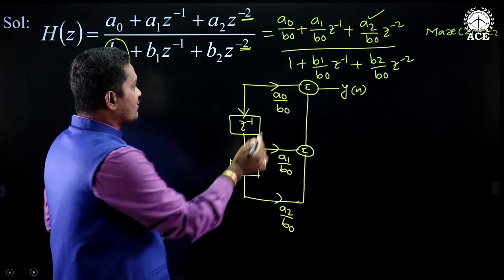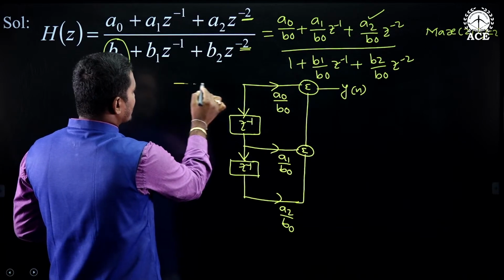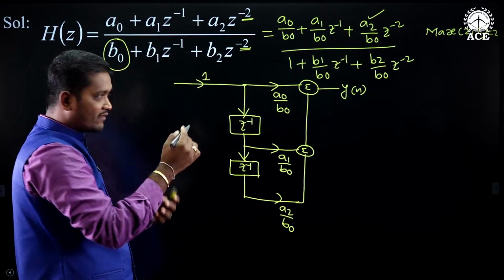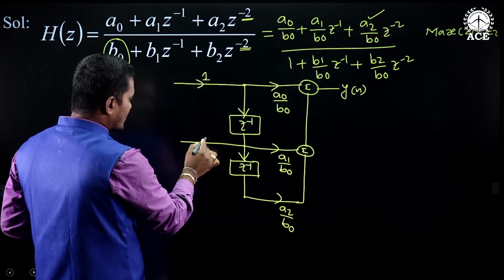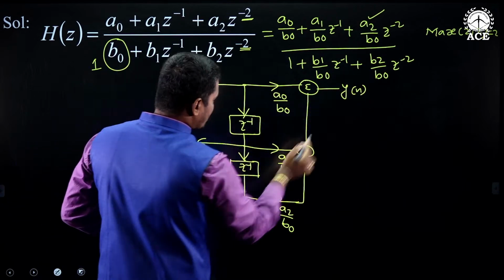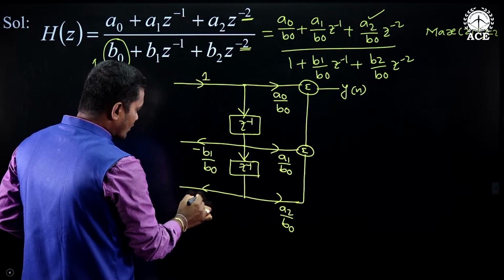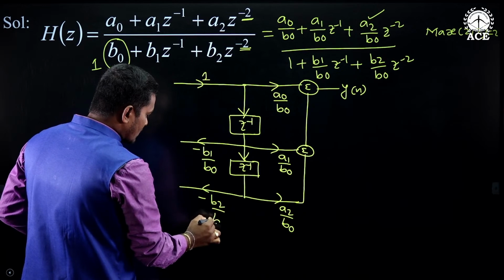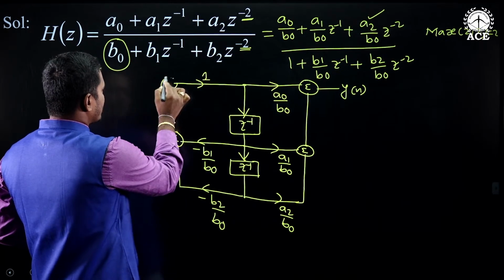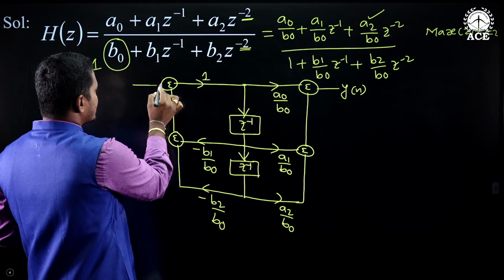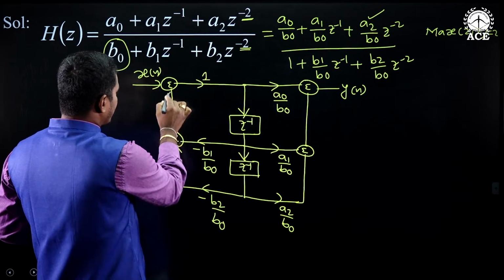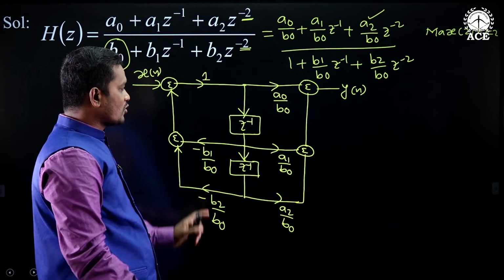Input side. First value is 1. Second onwards, from z inverse onwards, you have to reverse the sign: minus b1 by b0, and the second one is minus b2 by b0. Reverse the sign you have to take. So sum. This is x of n. Arrows are important. This is direct form 2 by using logic.